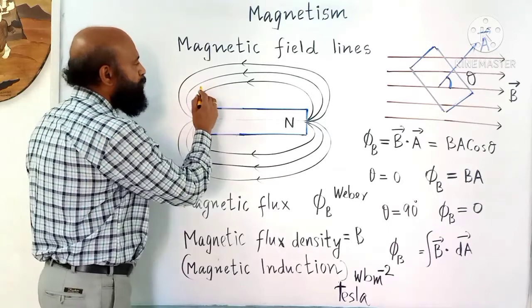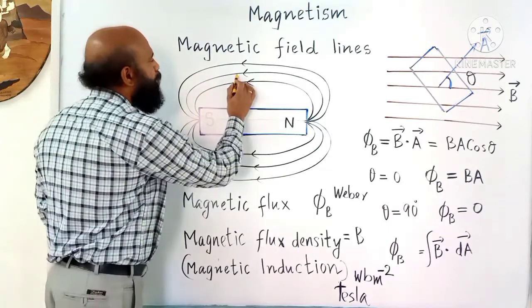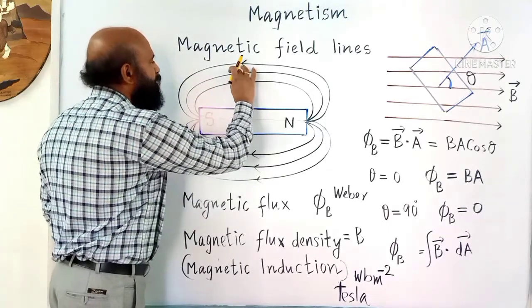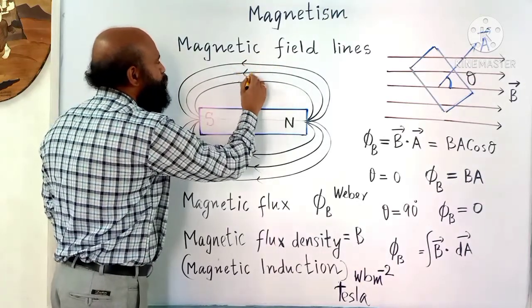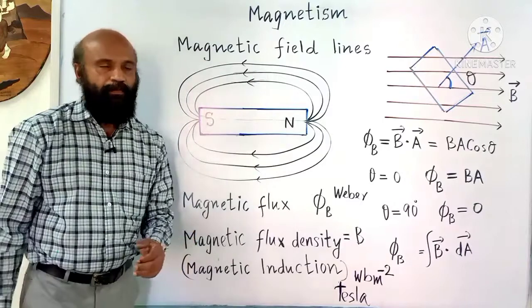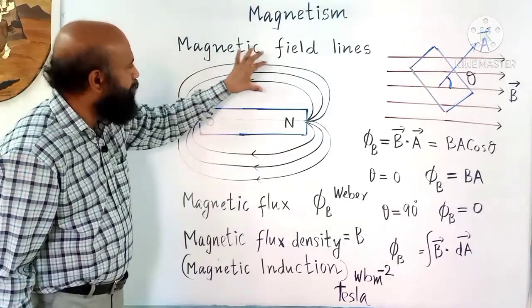Then a uniform field can be represented by parallel lines. Here you can see the gap here and here is the same. So a uniform field can be represented by parallel lines.